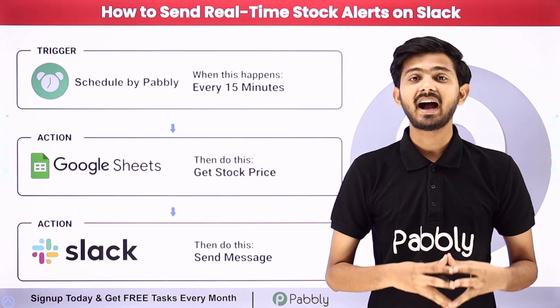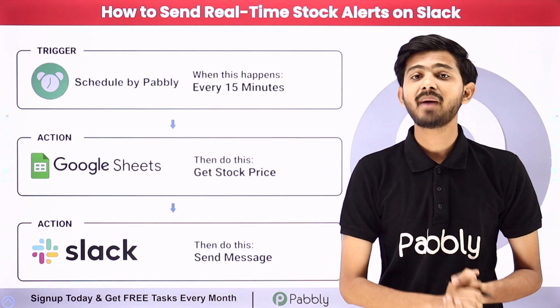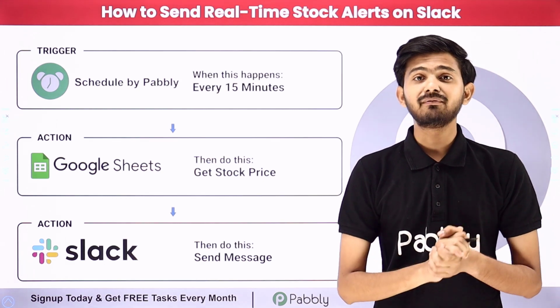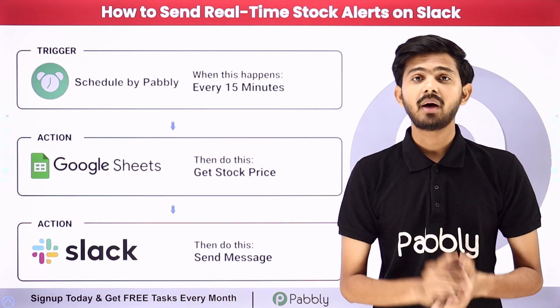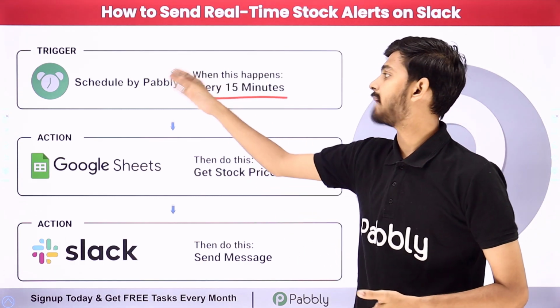So suppose we are keeping an eye on some specific stocks and we want to send the price alert of these stocks automatically on Slack at regular intervals of time. For my objective, I have to build a workflow, and in my workflow, I'm going to first schedule it for every 15 minutes by using Schedule by Pabbly.